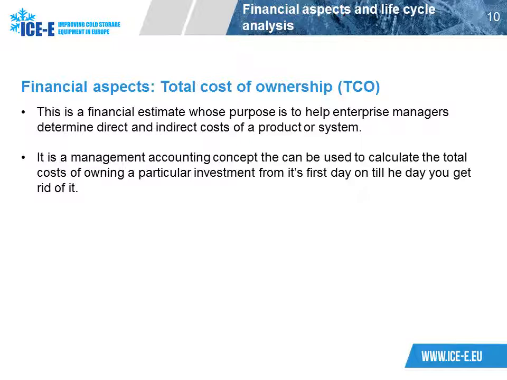The last term in financial aspects I want to talk to you about is total cost of ownership. This goes way further than the things we've already explained to you before. It includes all the costs of owning a particular investment, even opportunity costs, social costs, ecological costs. And this is the perfect way to get on to our life cycle costs.